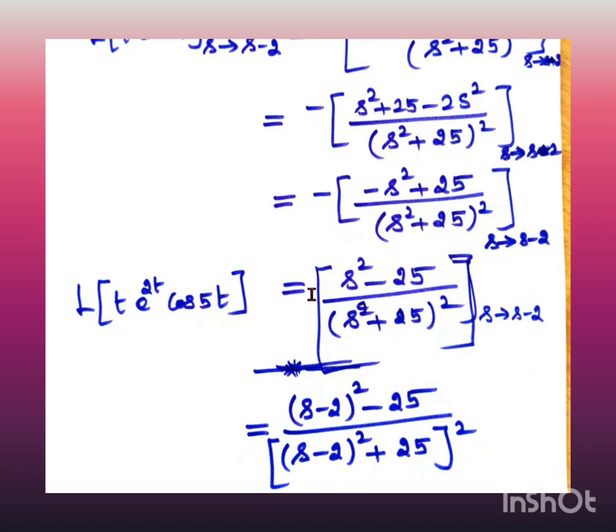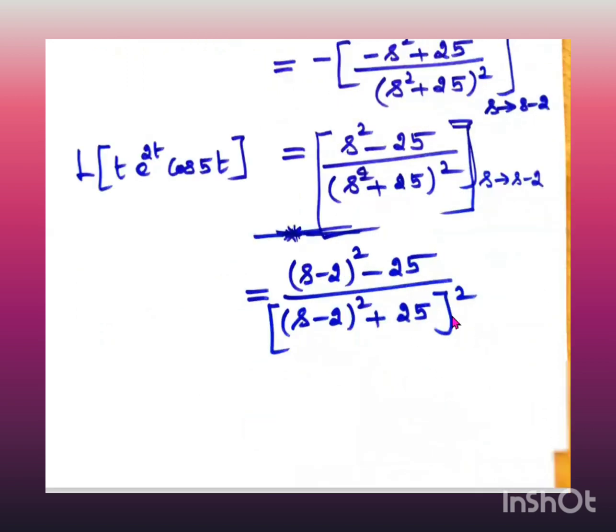Instead of s, you have to apply s minus 2. So ((s minus 2) whole square minus 25) divided by ((s minus 2) whole square plus 25) overall whole square. So this is the answer.